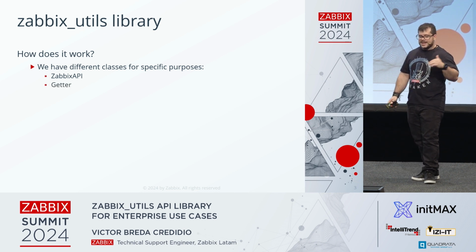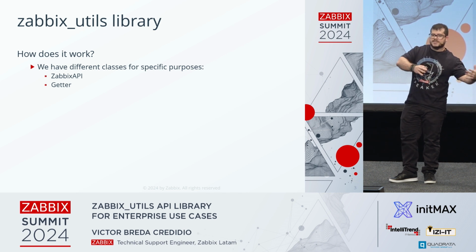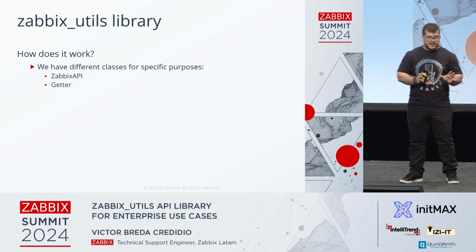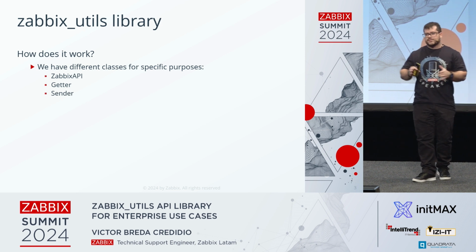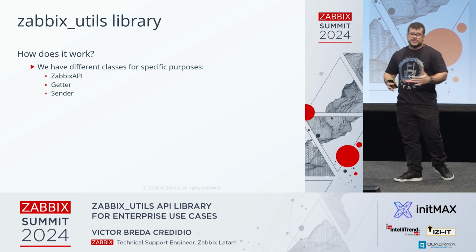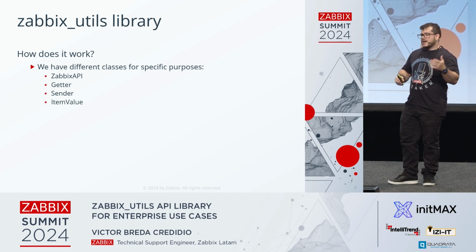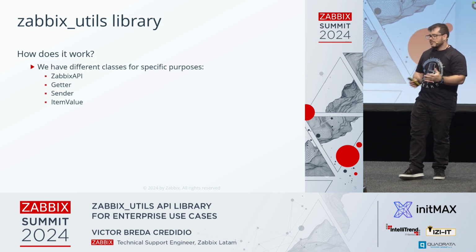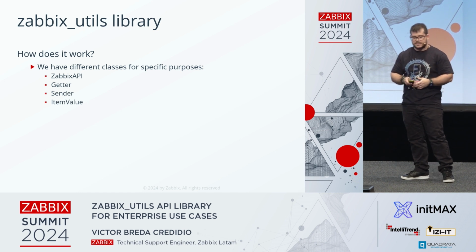We have the getter class. Getter, what does it remind you? Zabbix get. You get information from agents using the methods of this class. Same concept for the sender, but instead of getting information, you are sending information. It's not only about the API. And we also have item value, which you can use with the sender to send a bunch of values on the same connection, the same request.